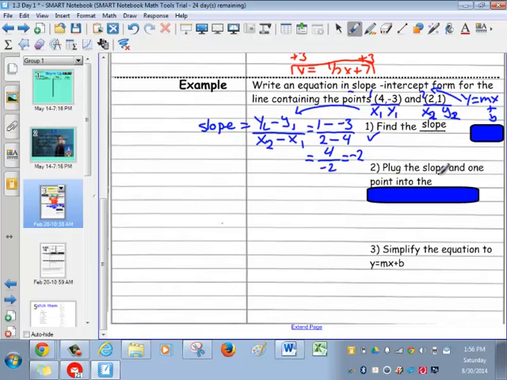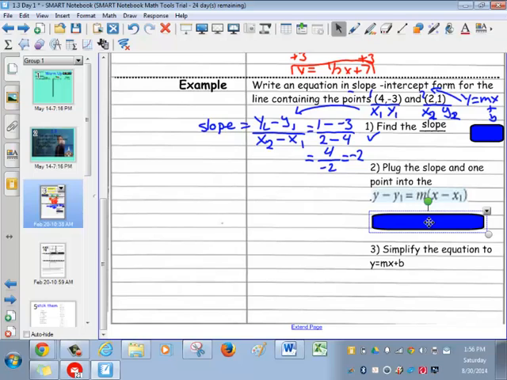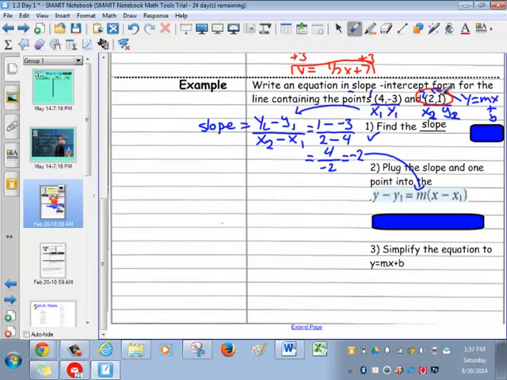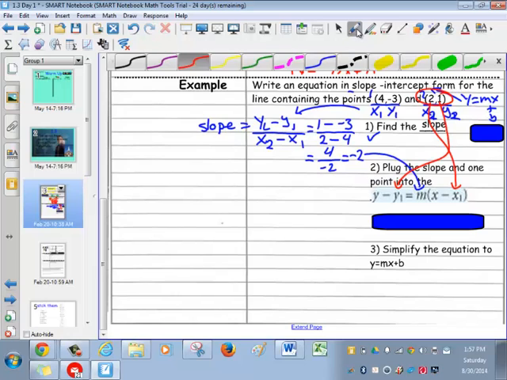Step 2 is plug the slope and 1 point into the, what is it? The point slope form. y minus y1 is equal to m times x minus x1. So let's do that. Let's plug the slope in there, and you choose either of these 2 points. It doesn't matter. I'm going to choose this point. I like the 2 and the 1. That seems easy to me. So I'm going to take this 1, I'm going to plug it in for my y1. I'm going to take that 2 and plug it in for the x1 right there. And let's rewrite this right over here. Let's see what we get.